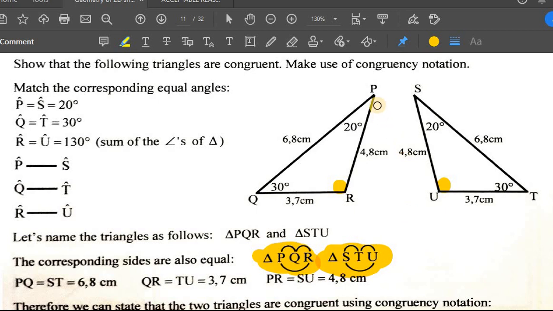Can you see that? If we went 6.8, 3.7, and 4.8, 6.8, 3.7, 4.8, we're going like this. I hope you can see this flow like this. That's what we're looking at.